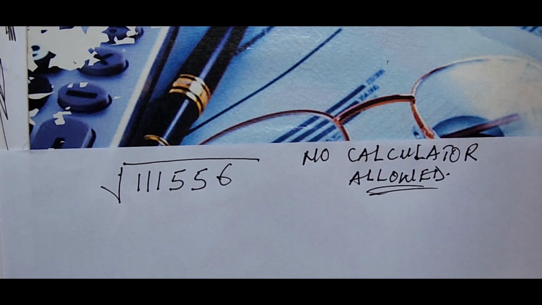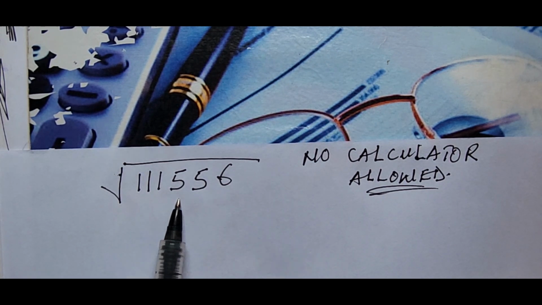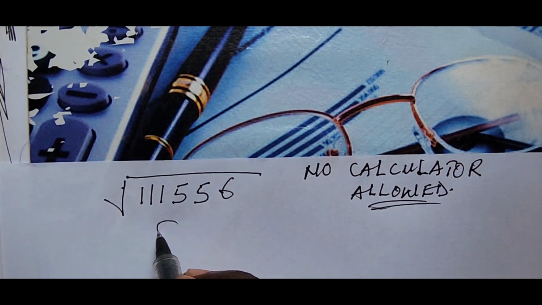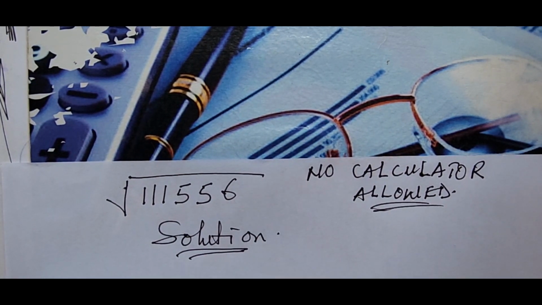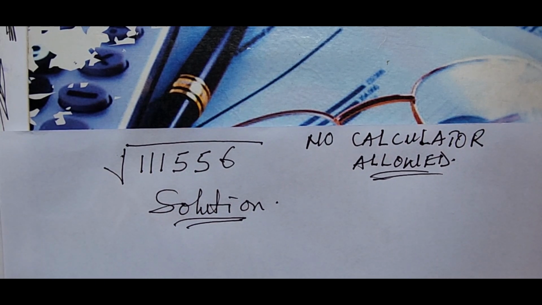How do we evaluate this expression, this radical, without the use of the calculator? The square root of 111,556. It is pretty easy. By taking some simple steps, we can evaluate this without stress. Okay, so we take our solution.